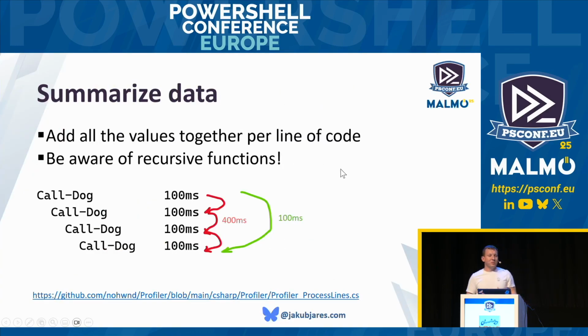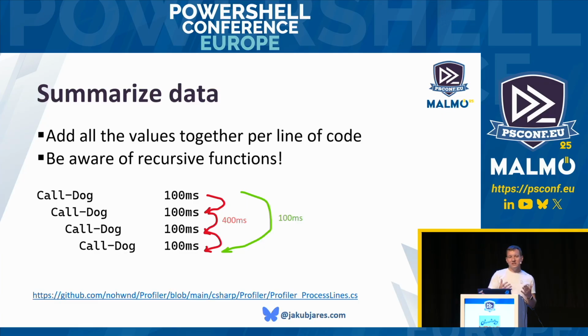And then we just need to summarize the data. From this long list, we need to put together the lines that you see in the code, because Profiler is focusing on showing you the most expensive line of code that you have. It doesn't tell you this one single call took this much and this one single call took this much. No, it shows you the line. It aggregates all the data to that line. And that's done here in process lines.